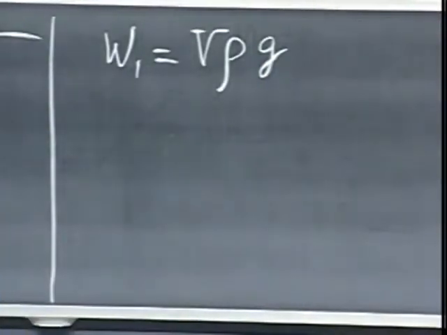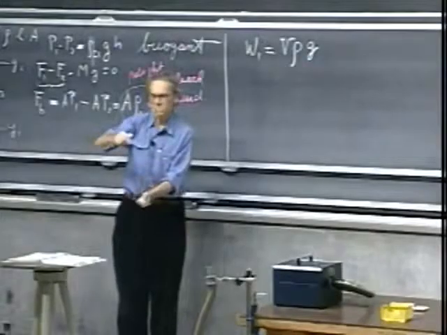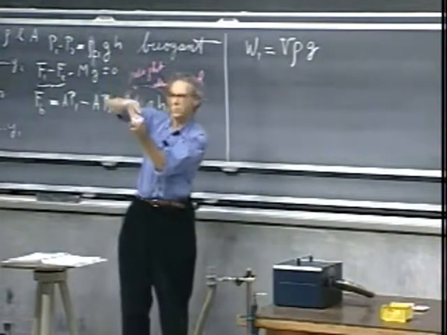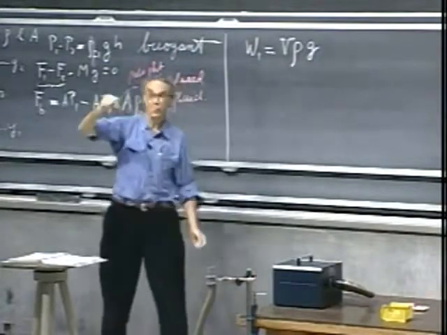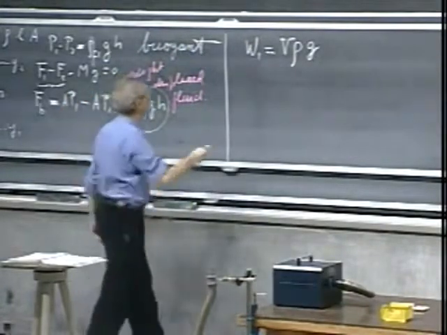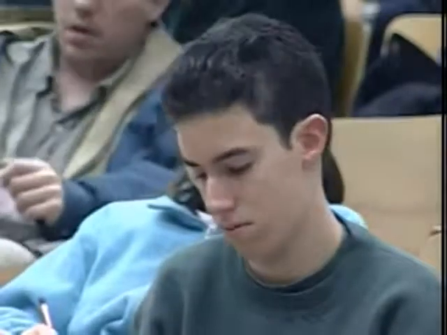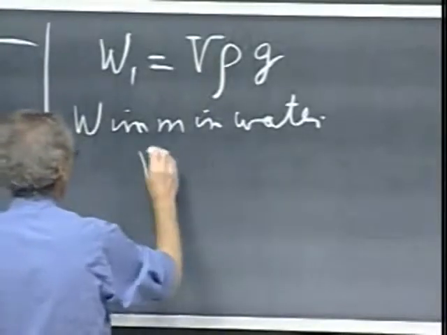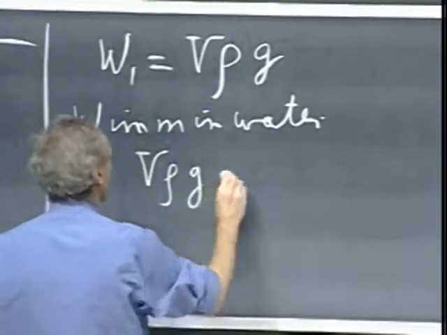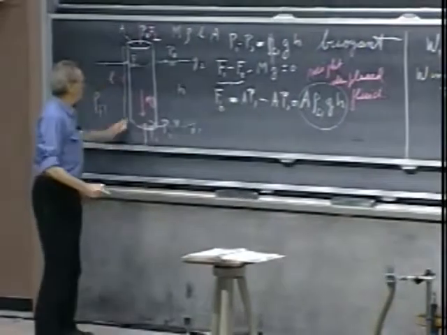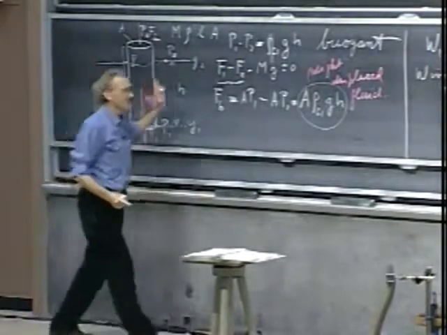Now he takes the crown and he immerses it in water. And he has a spring balance, and he weighs it again. And he finds that the weight is less. And so now we have the weight immersed in water. So what you get is the weight of the crown minus the buoyant force, which is the weight of the displaced fluid.